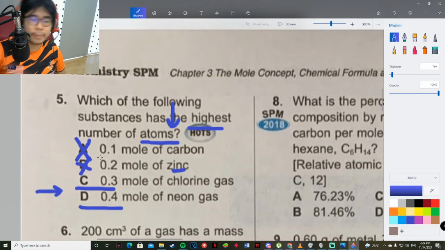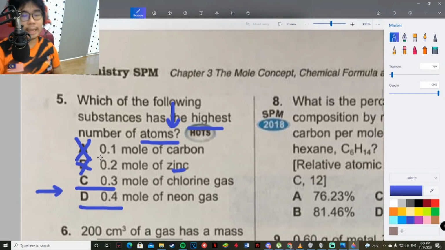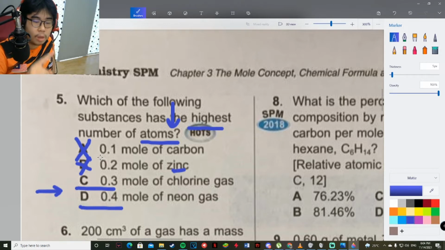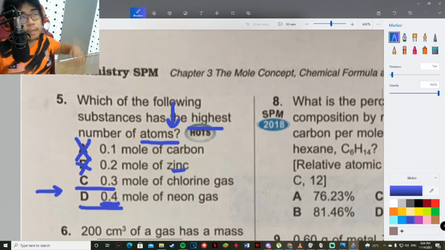People who usually don't care about the number of atoms, or things like diatomic molecules or monoatomic atoms, don't really care whether the substance carries 2 atoms or 1 atom. The difference here is for neon gas: although it is 0.4 mole, the value of the mole is higher than D. That is supposed to mean that the number of atoms for neon gas is higher.